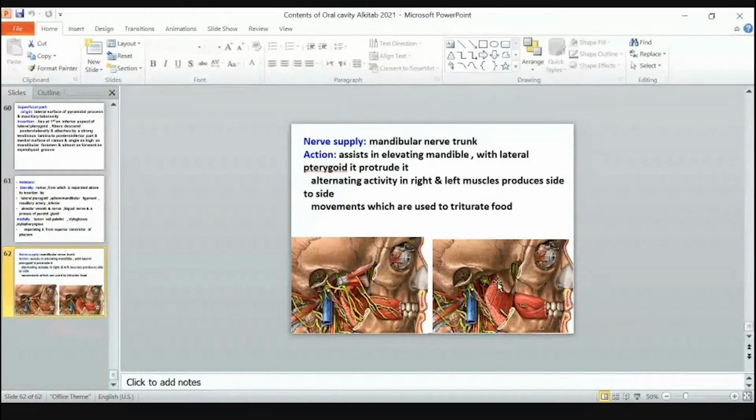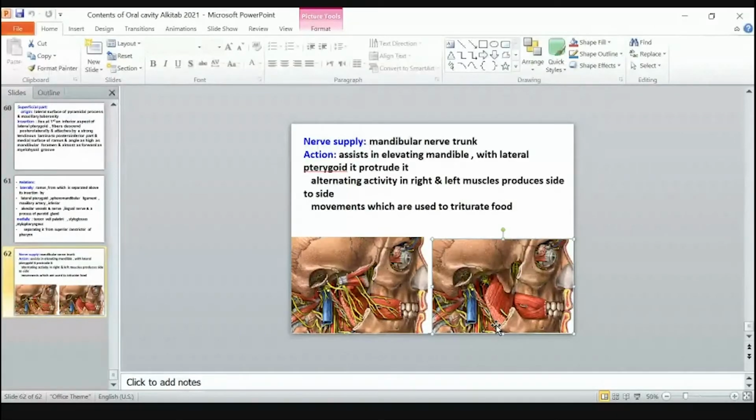So these two heads, the fibers descend downward and backward to be inserted to the inner surface of the ramus of the mandible, from the medial aspect of the angle, that is opposite the masseteric muscle. The masseter is to the outer aspect, while the medial pterygoid is to the inner aspect or inner surface of the ramus of the mandible. The medial pterygoid is one of the contents of the infratemporal fossa. Usually the maxillary artery passes over it.